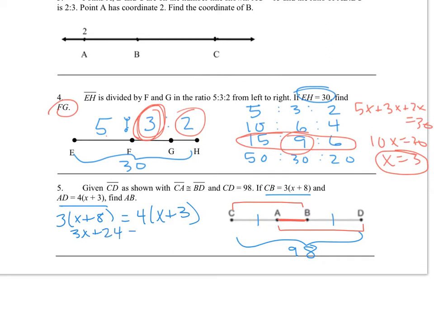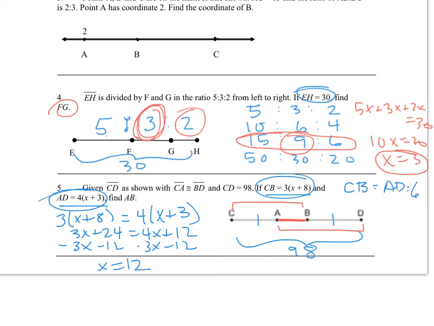So 3x plus 24 equals 4x plus 12. If we subtract 3x from both sides and subtract 12 from both sides, we get that x equals 12. Okay, so x equaling 12 means I could substitute that into either one of these expressions and find out that CB and AD are both 60. Okay, so that means that CB and AD, if CB and AD are 60, that would give us a total length of 120.